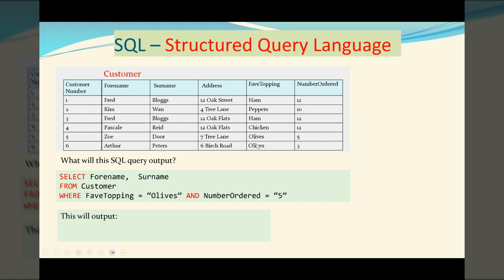Right, we've got another olives here. So we've matched our first criteria, but do we match 5 for number ordered? And the answer is no, we don't. So we won't see this information. And that's all of it. So we're only going to see Zoe Dorr for this one. And that's the end of this video.